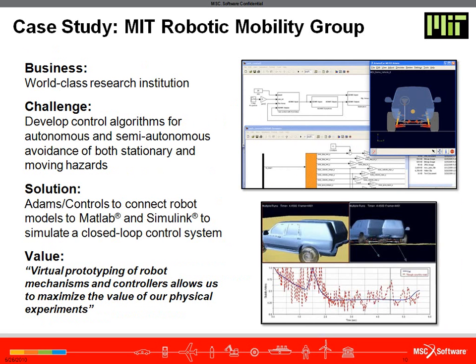The Robotic Mobility Group at MIT has extensive experience designing, modeling, and controlling mobile robotic systems on uneven and rough terrain, with applications involving planetary exploration rovers, autonomous military vehicles, and automotive passenger vehicles. They find high-fidelity simulation of robotic systems with Atoms to be a valuable research tool for their lab. By facilitating virtual prototyping of robot mechanisms and controllers, it allows them to maximize the value of their physical experiments.